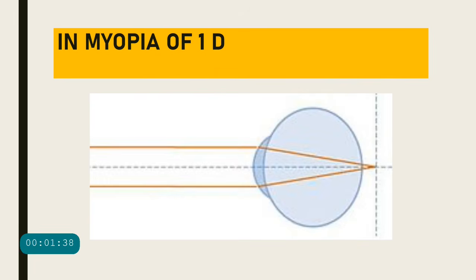Now what about a patient who has, say, myopia of 1 diopter? If a patient has myopia of 1 diopter, what does it mean? It means that the rays of light are going to come to focus at a point which is 1 meter from the eye. Okay, like this.